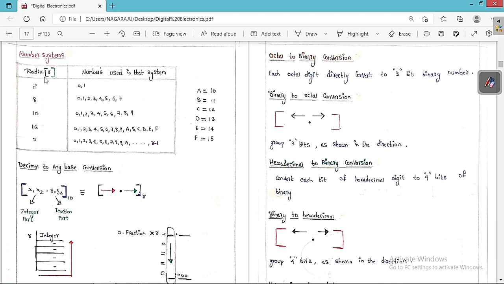Radix means the number of digits which are used in that system. Whatever system we choose, the number of digits used in it is called the radix, or we can also call it the base or radix.